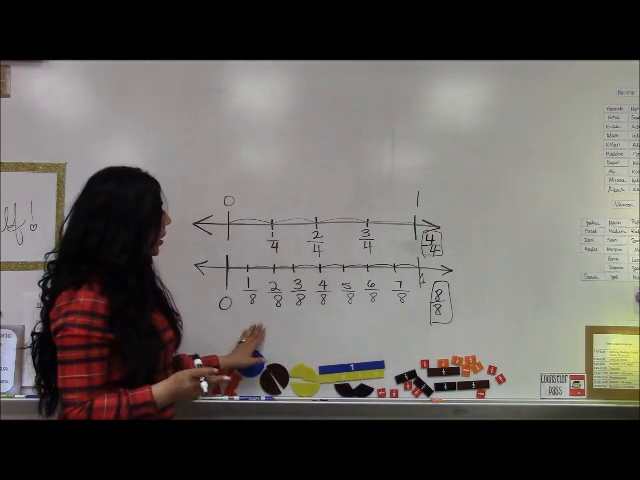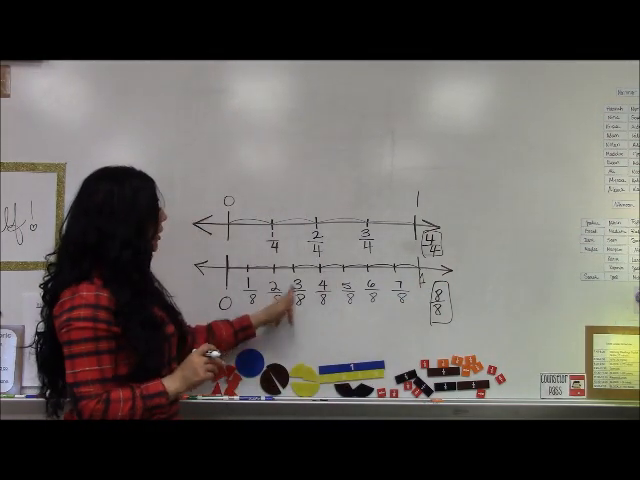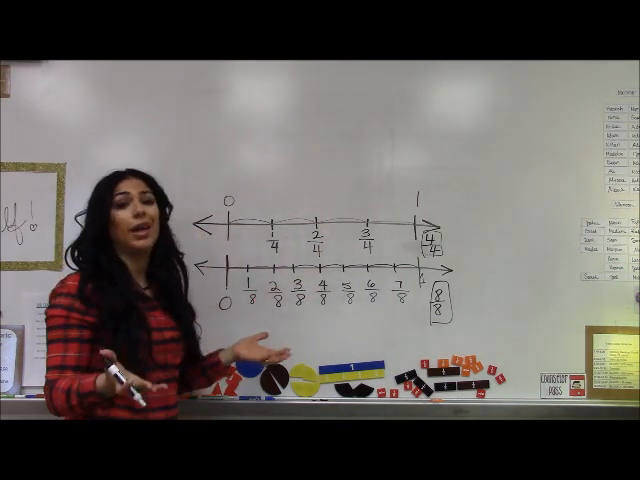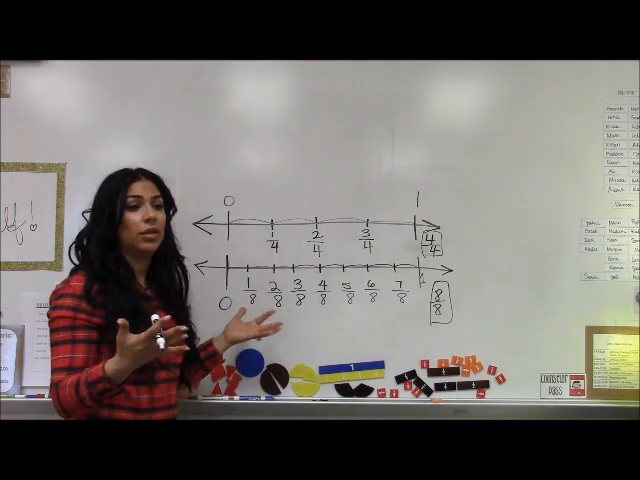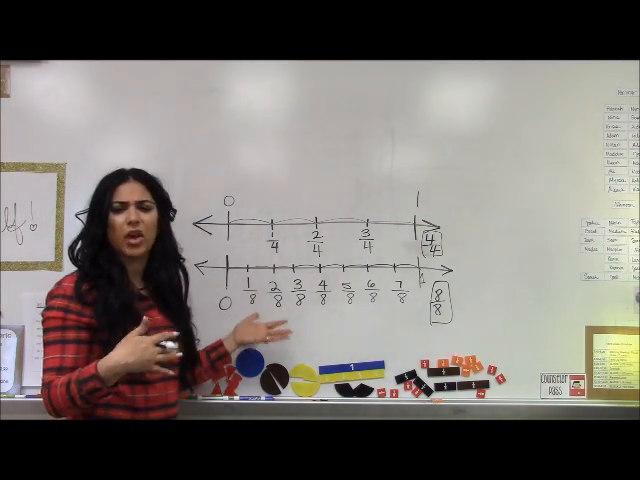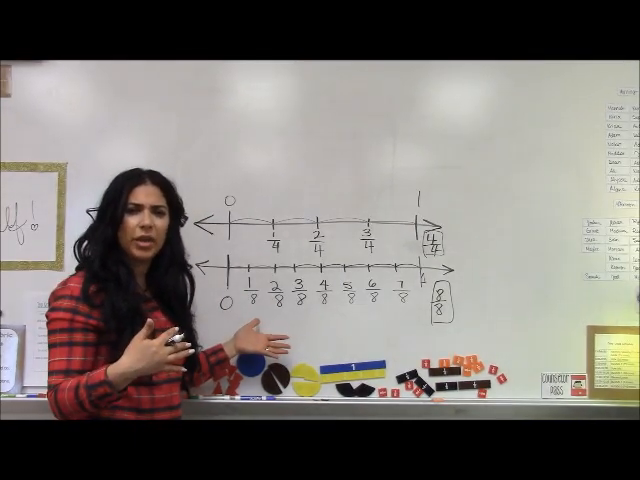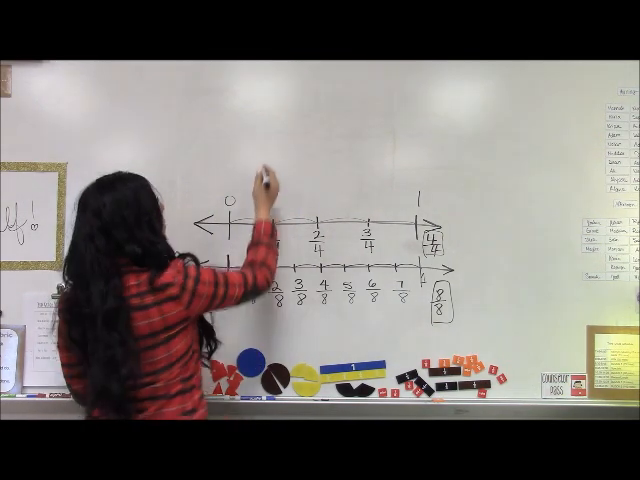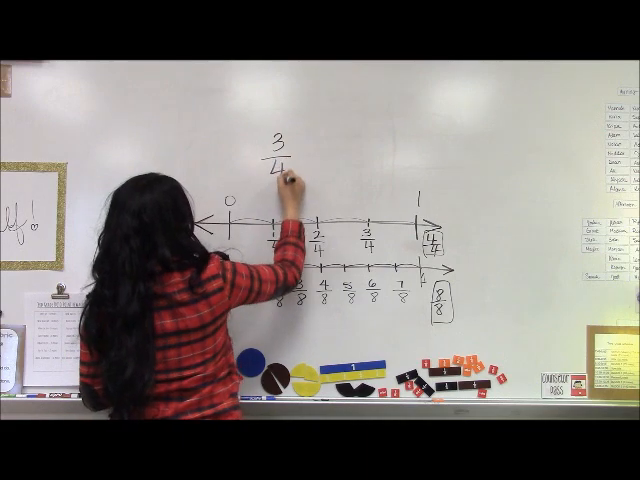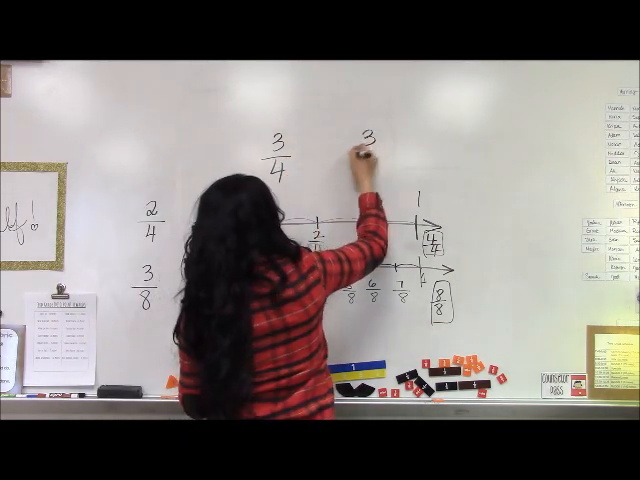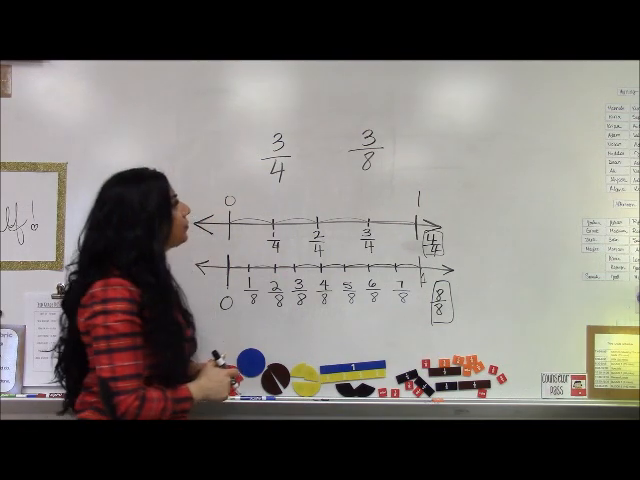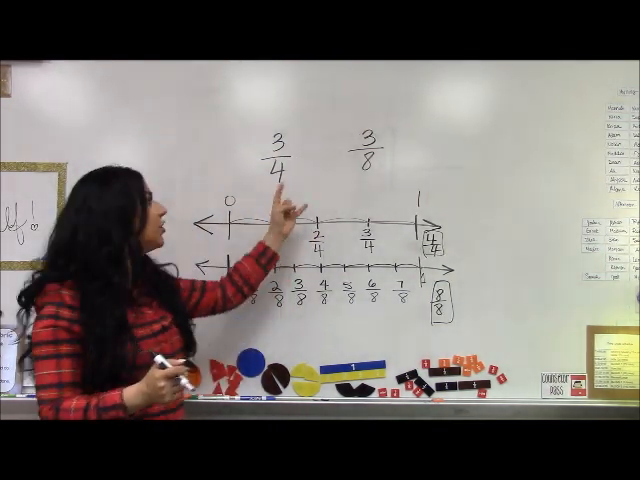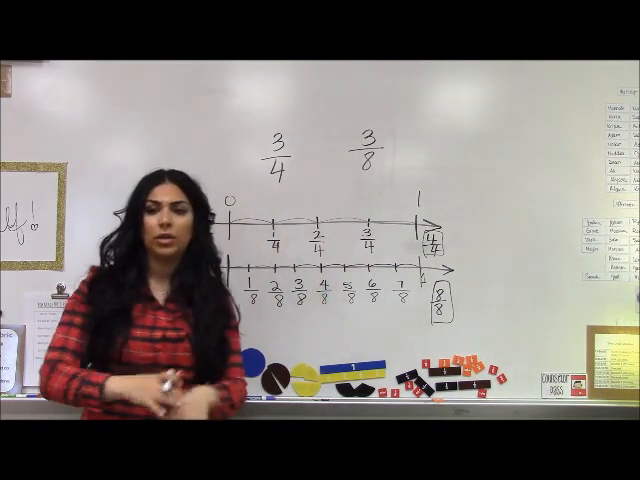Now let's compare how far 3/8 is from 0 and how far 3/4 is from 0. I know that 3 and 3 are the same, but is that the same fraction? No. Are they equivalent because they have the same numerator? No. So let's look at it and see. So I'm comparing 3/4 with 3/8 using a number line. What's something I already know? If I didn't ask you to use a number line, what's something you can say about the denominator?